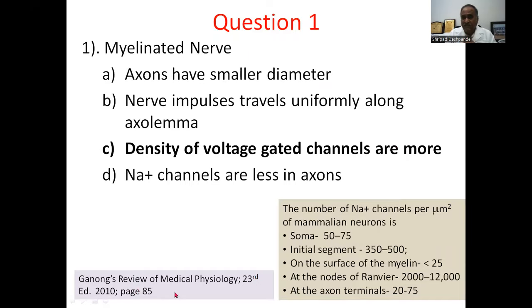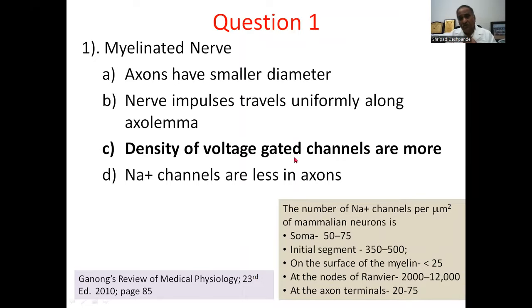So I have referenced here page 85 of Ganong's textbook of physiology. You can see the number of sodium channels per square micrometer in mammalian neurons. At the nodes of Ranvier, it is 2000 to 12,000. On the soma, it is 50 to 75. In the initial segment of the neuron, it is 350 to 500 channels, and at the axon terminals it is 20 to 75. On the surface of the myelin it is less than 25.